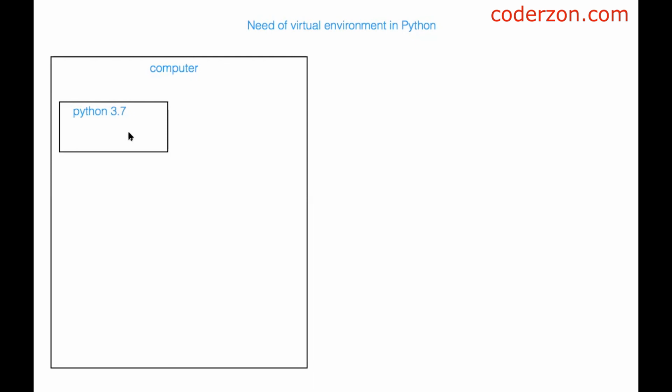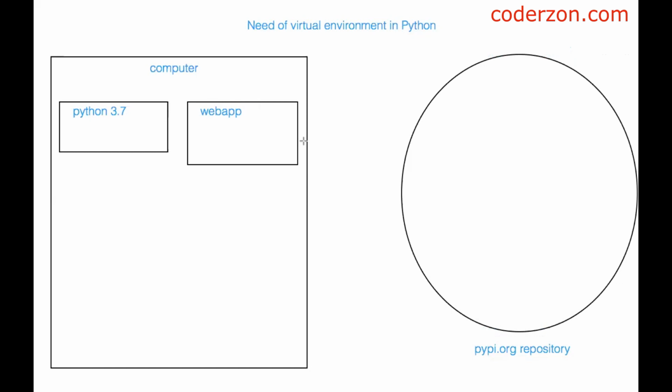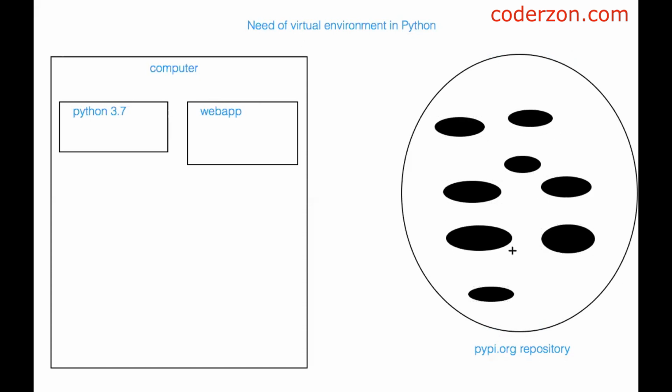To develop a Python application, at first we need to install the required version of Python in some folder on the computer. Next, we have to create a folder for keeping our project files. We create some folder named maybe web app. Generally, when we work with a Python project, we need to use packages that are already available in the PyPI repository. PyPI.org has hosted a lot of Python packages on the internet that we can use in our project.